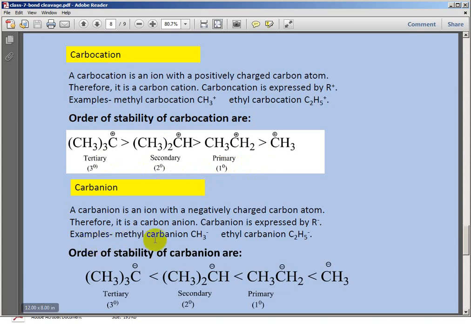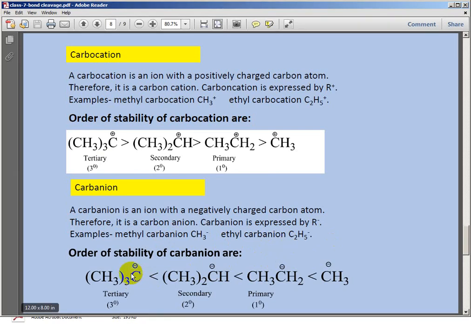And a carbanion is an ion with a negatively charged carbon atom. A negatively charged carbon atom is called a carbanion. Carbanions are expressed as R minus, for example methyl carbanion, ethyl carbanion. Its order of stability is reversed.